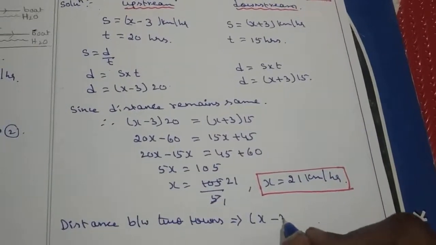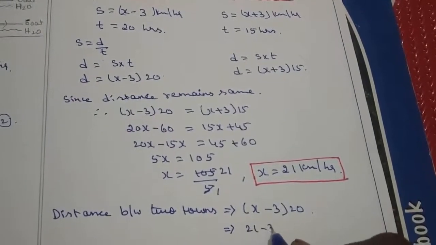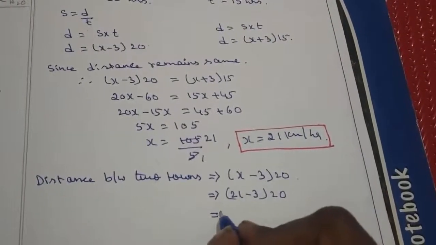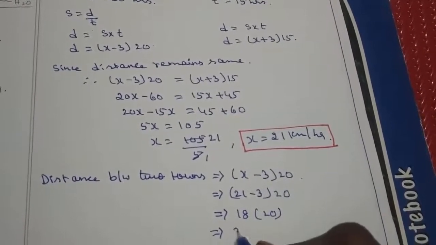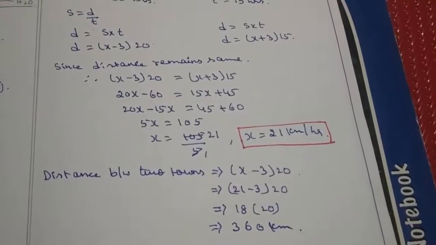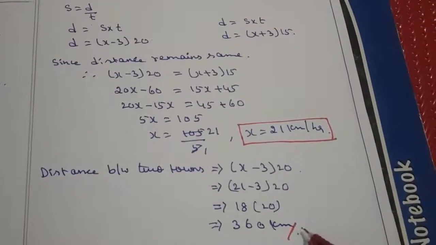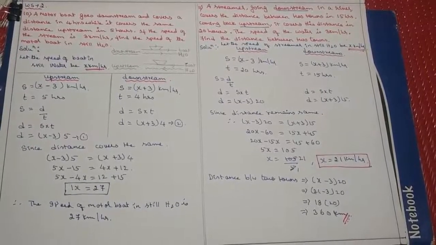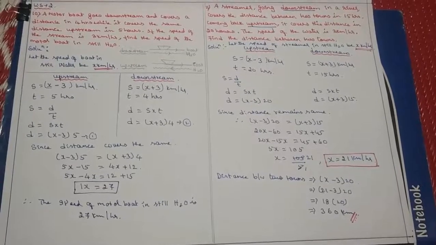x minus 3 into 20. Substitute the value of x, that is 21 minus 3 into 20. Then 21 minus 3 is 18. 18 into 20, that is 360. Since we are finding the distance, the unit for the distance is kilometer. So this is how we need to find the solution, children. So from the same concept we have even in the brain teasers. Let us solve that.